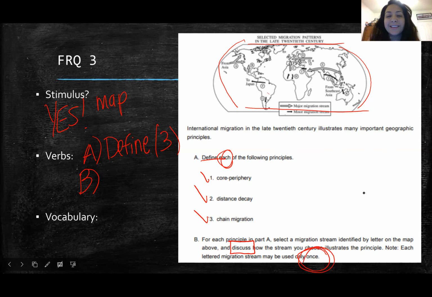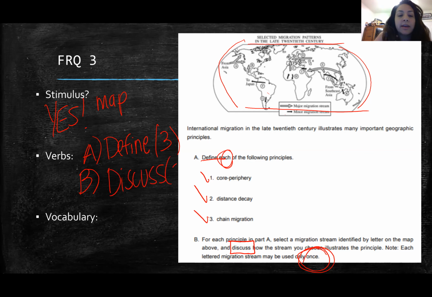So you basically got to give yourself, discuss an example for each one of these using the stimulus. So that stimulus is going to be super important. So you're going to do discuss times 3 again. Okay, and so for your vocabulary, well, this should be pretty easy. So for your vocabulary, you have in letter A, core periphery. You have distance decay.